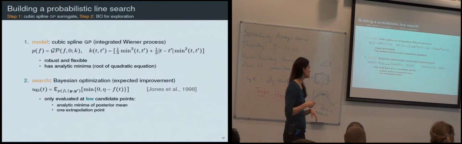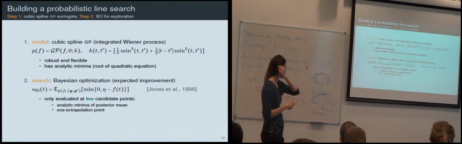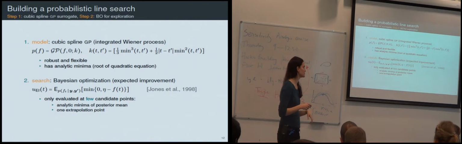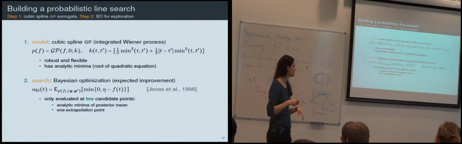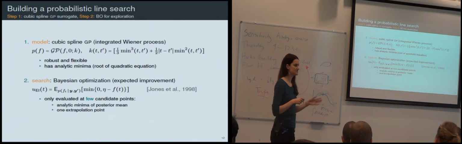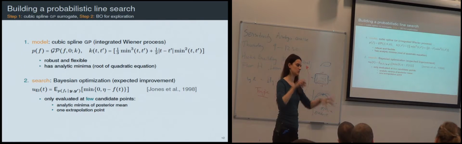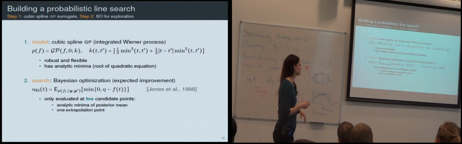Then for the search for candidates, we use Bayesian optimization. And when you do Bayesian optimization, you have to choose some acquisition function, and we use the expected improvement. But we're not going to optimize this expected improvement globally. We're just going to evaluate it at a few well-chosen candidate points and choose the best one from them.